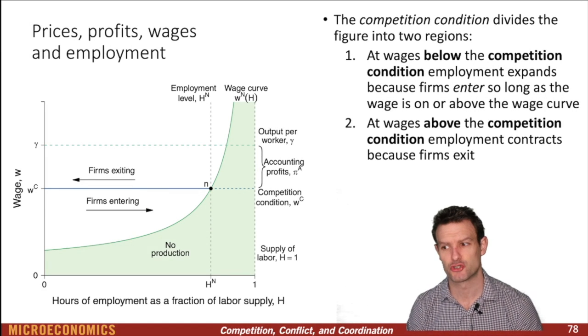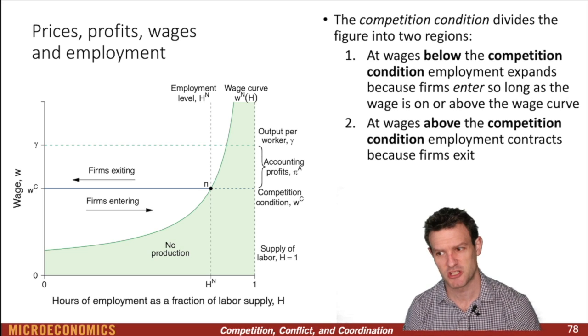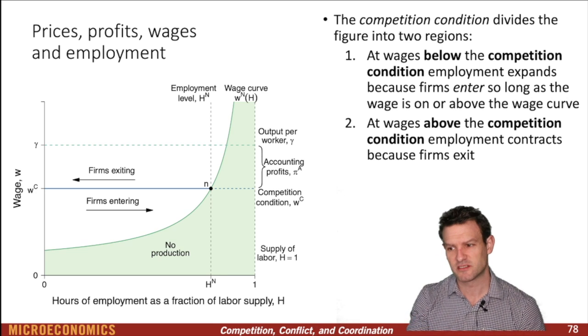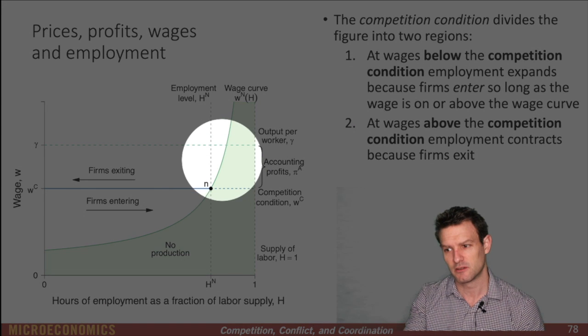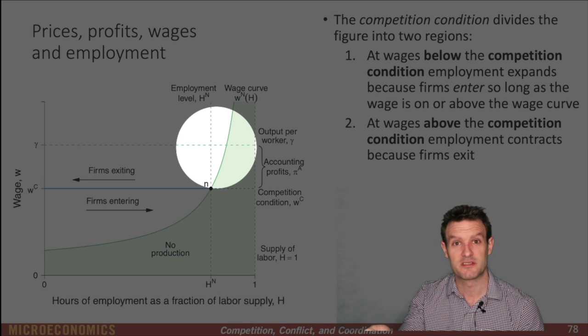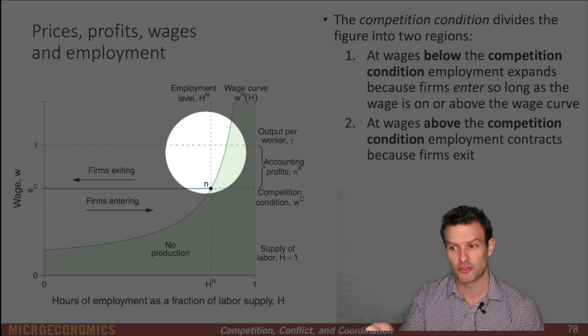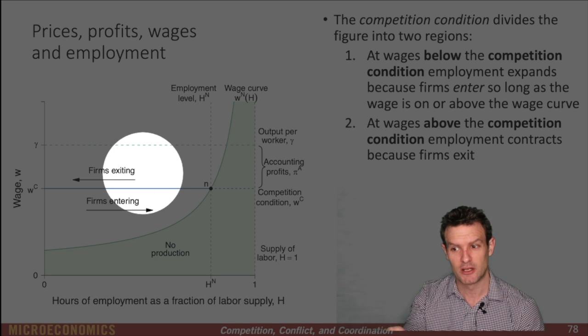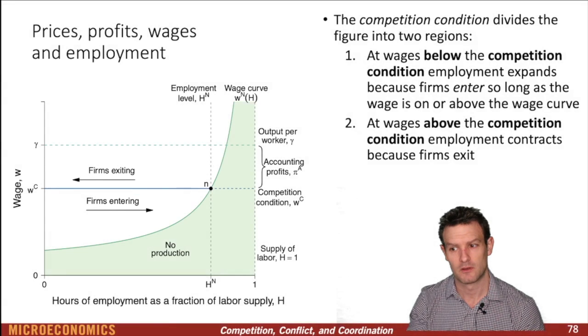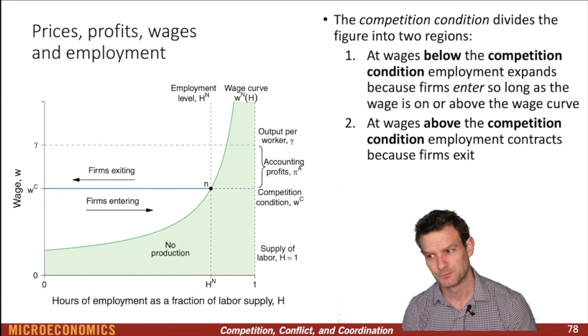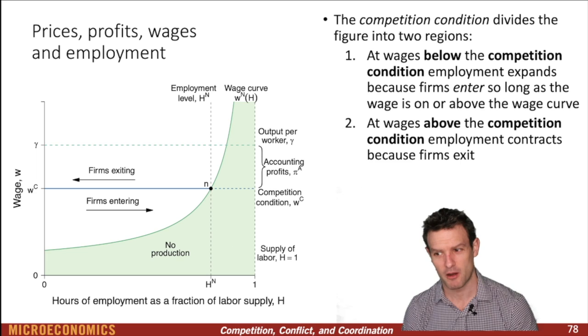Now the opposite is true if wages are above the competition condition. So what is that suggesting? It suggests that we're somewhere up here, so wages are higher than the competition condition. And what does that mean? It means that firms' costs are actually too high. The benefits are less than the costs to them, and so firms are going to exit, and that's going to drive down the wage. Okay, so that's what we see on either side of this market.